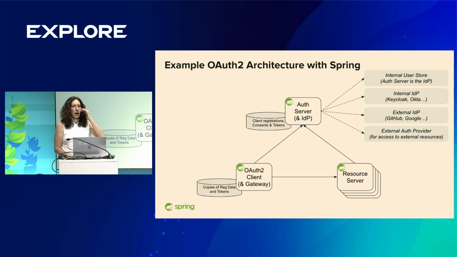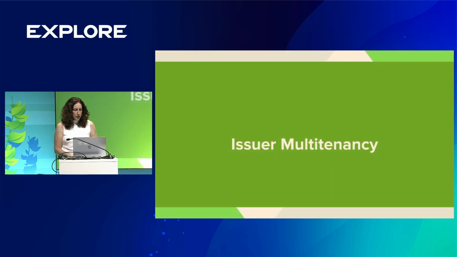And you can also use the auth server. One of the great things about it is that it gives you this layer of abstraction. You're not restricted to only use the auth server as an IDP or an auth server, but you can use it as a layer of abstraction to then redirect to another one within your organization or an external one. So it's a good layer of abstraction. So with that intro, we'll go into the first issue, which is issuer multi-tenancy.